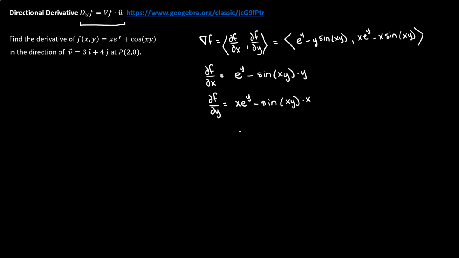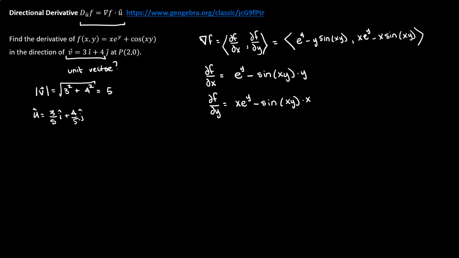Cool. We also need to check that the vector that we're traveling in the direction of is a unit vector. To figure that out, we'll take the magnitude, see if it's equal to 1. Square each of the components, add them up, square root them. That will simplify down to 5. The magnitude of the vector v is 5, therefore it is not a unit vector. Unit vectors have a magnitude of 1. So we're going to create a unit vector in the direction of v by dividing v by its magnitude. So we'll get 3/5 in the i direction, 4/5 in the j direction.